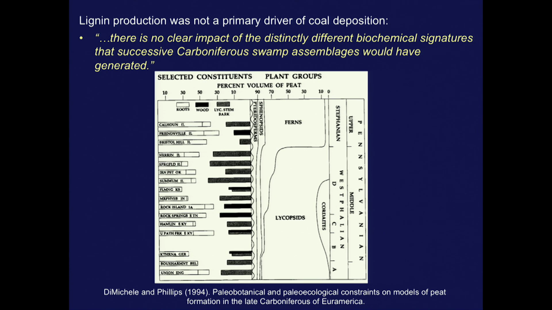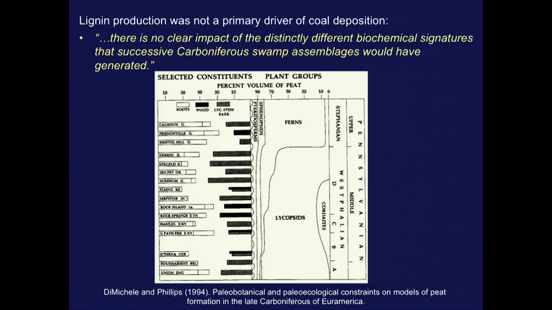So this is a figure from a paper by, I think it's pronounced DiMichele and Phillips, showing that the composition of coals has changed over time. It hasn't always been dominated by lycophytes. At times it's been dominated by ferns. Some gymnosperms, the cordaites, may have been important.